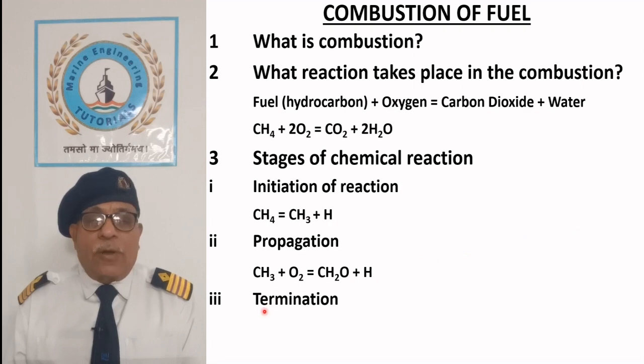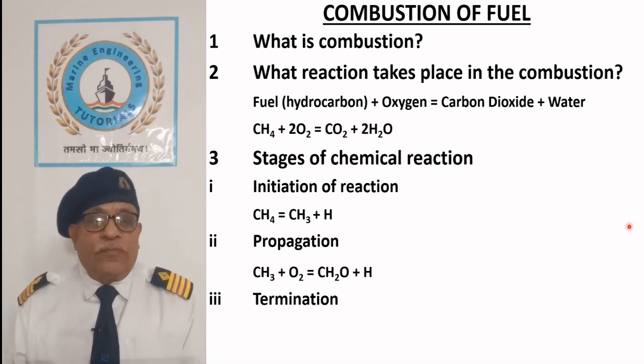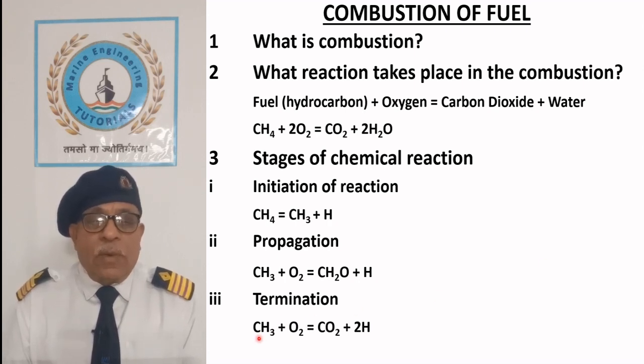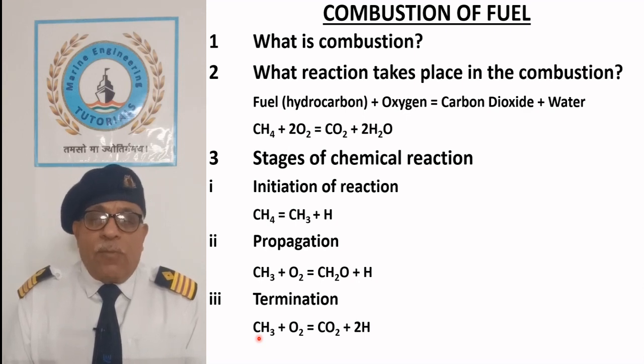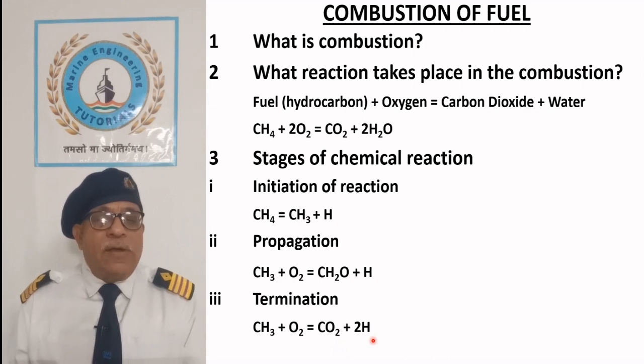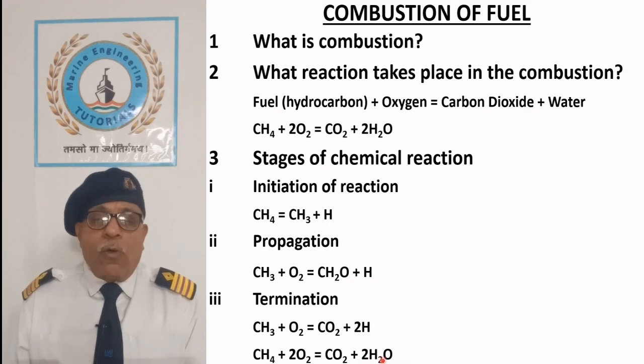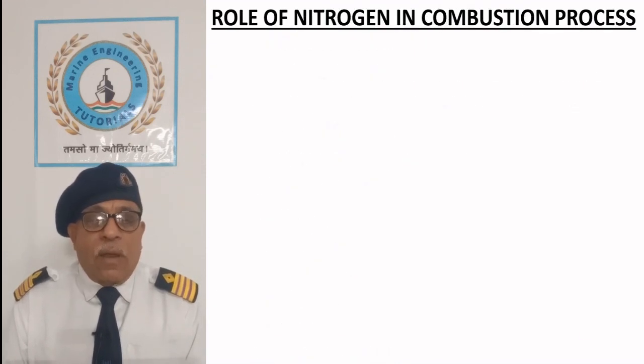Third is the termination. The termination phase involves the recombination of fragments and radicals to form stable products. In the case of methane combustion, this process continues until stable molecules like carbon dioxide and water are formed. So we can see here CH3 combines with O2 forms CO2 plus 2H. And the final reaction is CH4 plus 2O2, this gives CO2 plus 2H2O. The overall balanced equation is given as shown here.